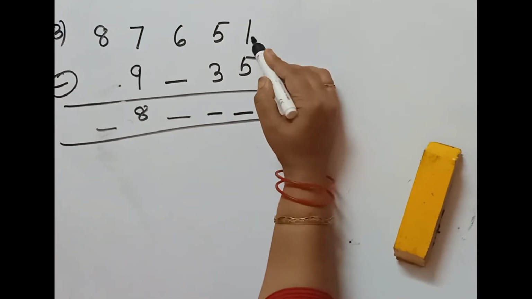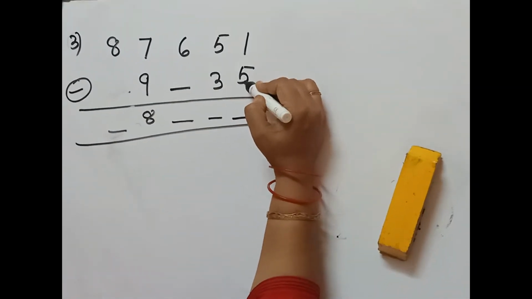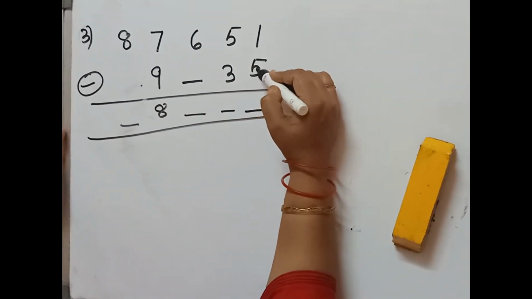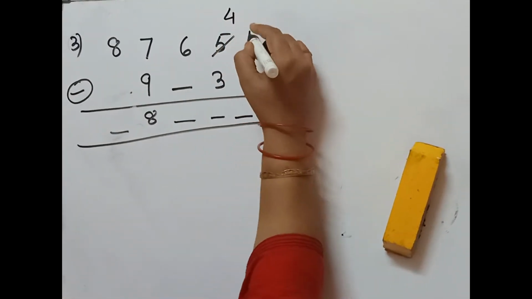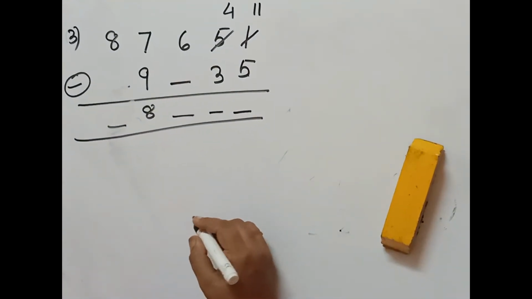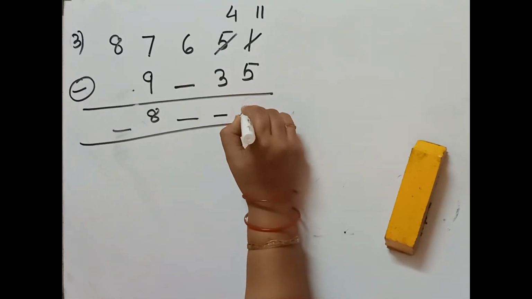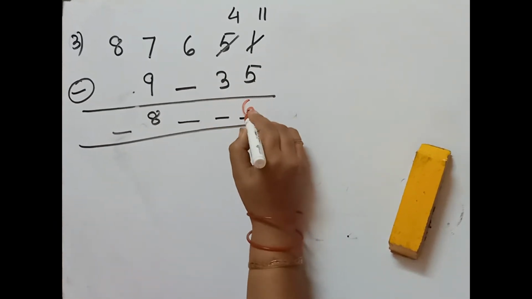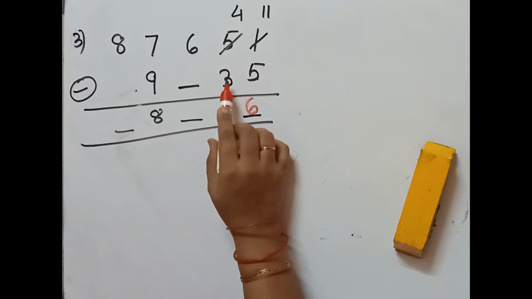Now how am I going to do it? Here it is 1 and here it is 5. So from 1 we are not able to subtract 5. So what are we going to do? We have to borrow. Now 5 becomes 4 and 1 becomes 11. Okay, once it is 11, so 11 minus 5, 6. From 4 we can subtract 3.